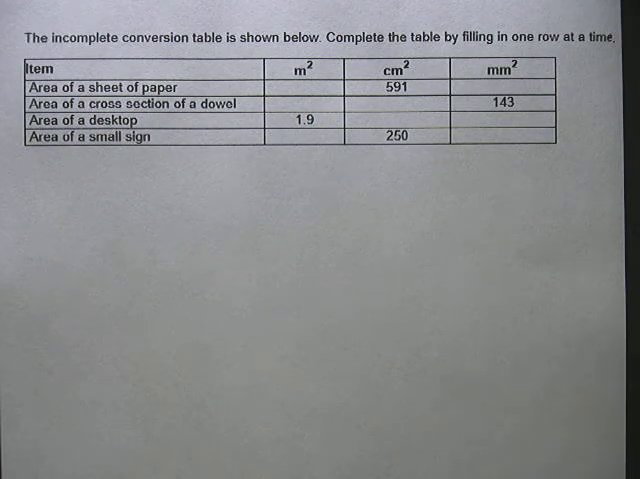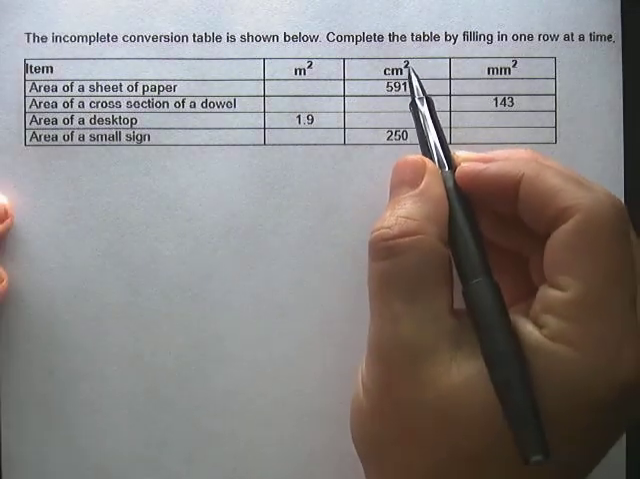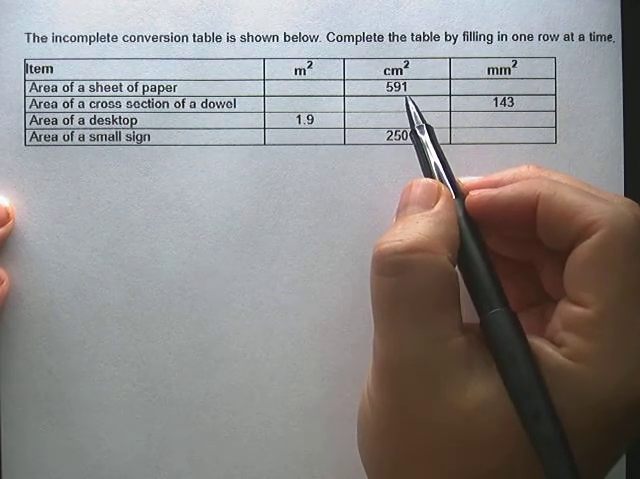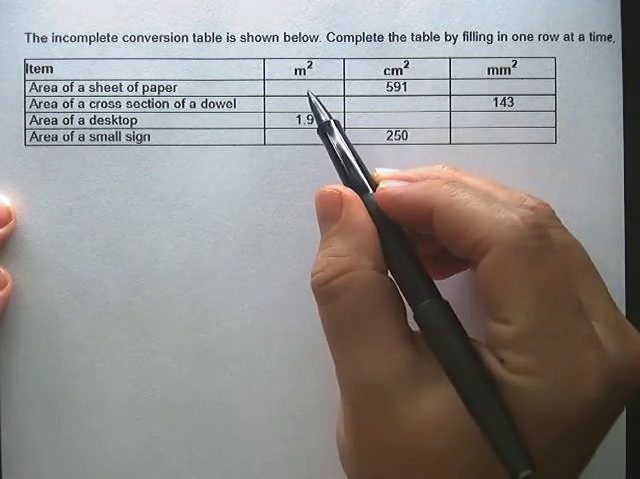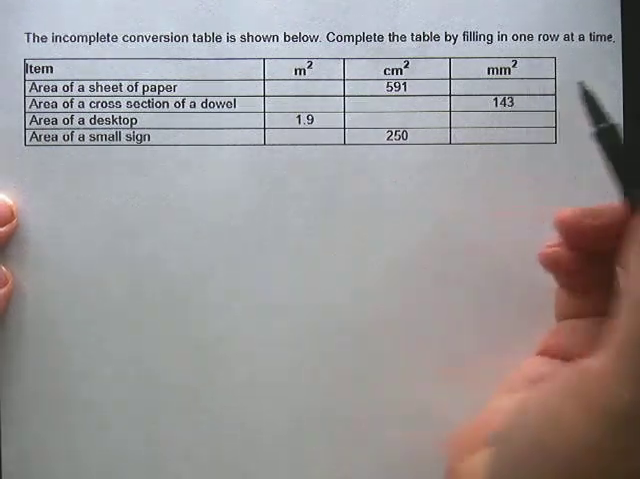The incomplete conversion table is shown below. Complete the table by filling in one row at a time. Okay, so what we have on the first line is the area of a sheet of paper, and we're told that the area in centimeters squared is 591. What we need to find is the area in terms of meters squared or millimeters squared.